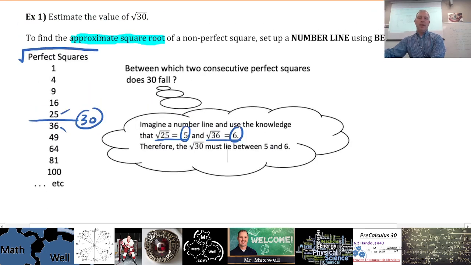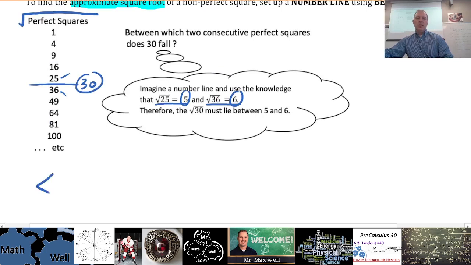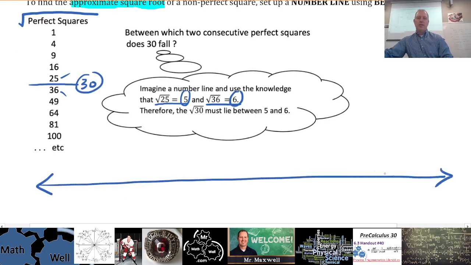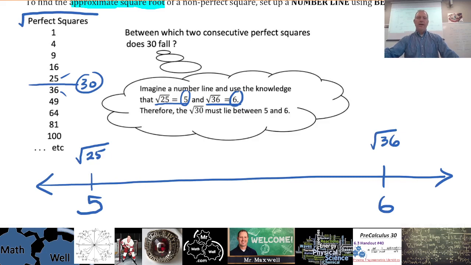So here's the number line that I'm referring to. If you write a number line, it's got arrows on both ends because the number line goes forever in either direction. Let's say I have 5 over here and I have 6 over here. Now 5 is the square root of 25, so I'm going to put that right above there. And this is the square root of 36. So where would the square root of 30 be on this line? Would it be really close to 6 over here? No. Or would it be really close to 5? No. Or somewhere kind of in the middle? In the middle. Somewhere in the middle.